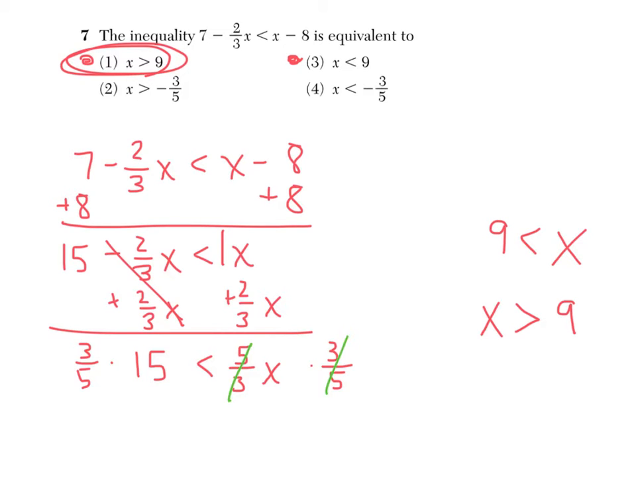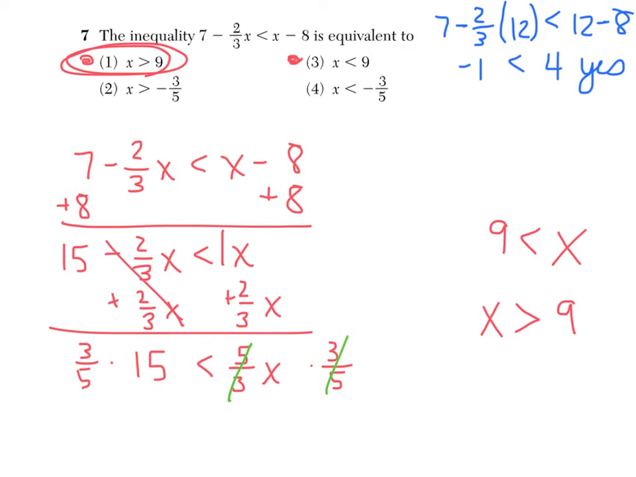Okay, so if I start with the very first choice and say x is greater than 9, if I choose a number bigger than 9 and plug it in to the inequality, it should work. So when I plug in, say, the number 12, that is a number that's bigger than 9. If I did 7 minus 2/3 times 12, is that smaller than 12 minus 8? So when I type the left-hand side into my calculator, I get -1 on the left-hand side is less than 12 minus 8, which is 4, on the right-hand side. So is it true that -1 is less than 4? Absolutely, that is true.